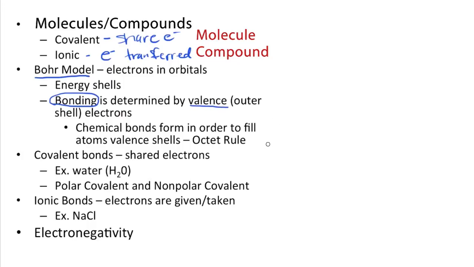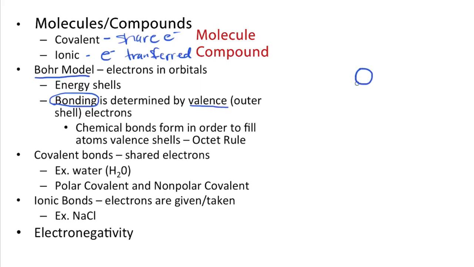Now let's talk about covalent bonds, and we'll look at some examples about how covalent bonds occur. So as I mentioned, these are bonds occurring between atoms that are actually sharing electrons. And a good example of that is water. So we're going to go through an example of how water covalently bonds. There are more than one type of covalent bond. There's both polar and nonpolar covalent. Let's look at water first.